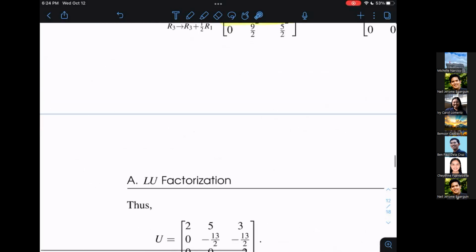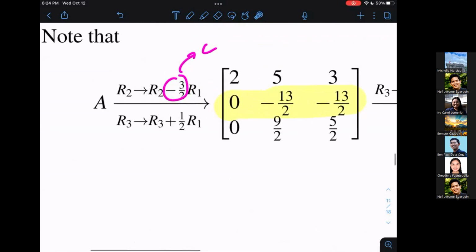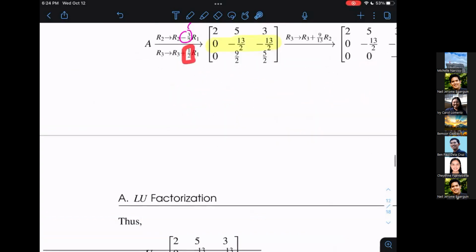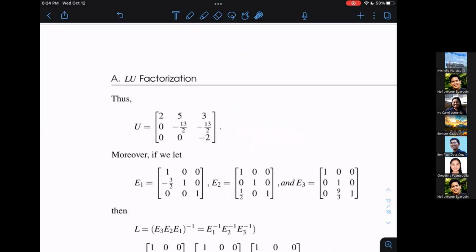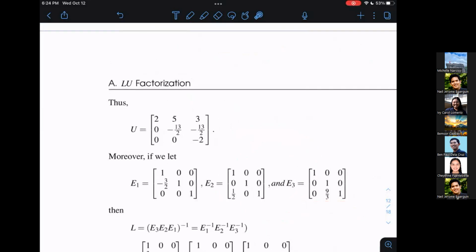Second elementary matrix, identity matrix pa rin, pero yung entry sa third row, first column, ay equal kay 1/2. And that's what we have here. And that's also true for E3. Okay? Tapos i-assemble ko na ngayon. Ano yung lower triangular matrix L?